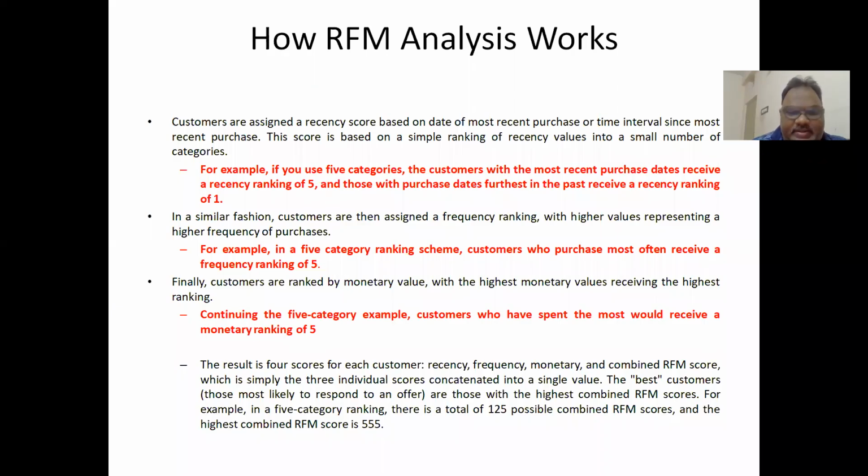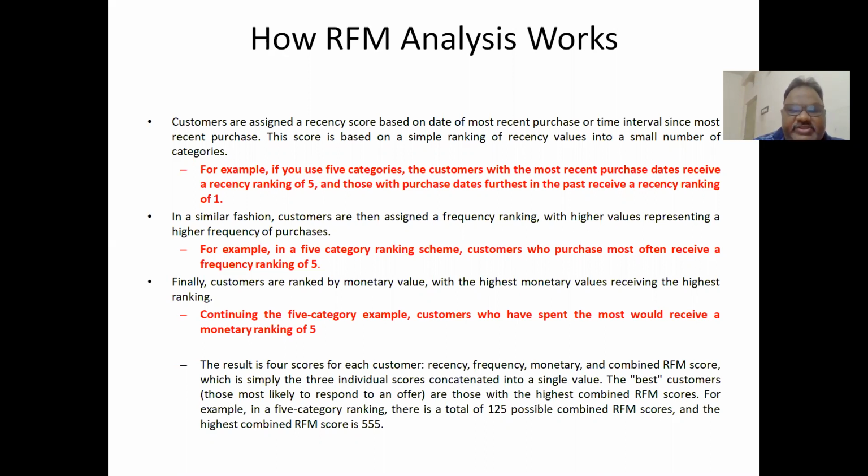So, I already explained. First, each customer is assigned a recency score based on the date of their most recent purchase. Then the score is based on a simple ranking of the recency value into a smaller number of categories. For example, use 5 categories. The customers with the most recent purchase dates receive a recency ranking of 5. Those with purchase dates farthest in the past receive a recency score of 1.